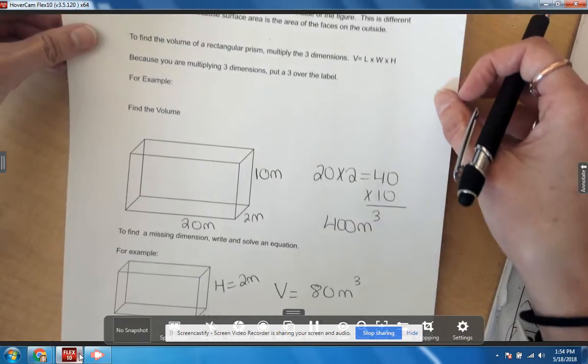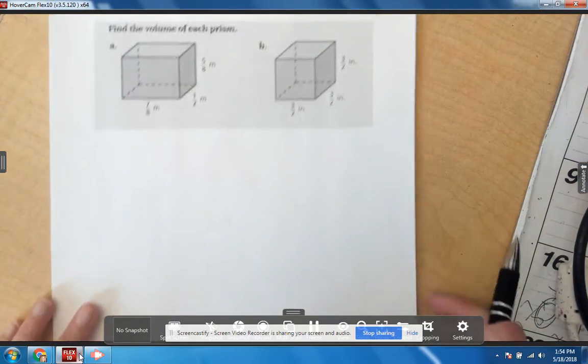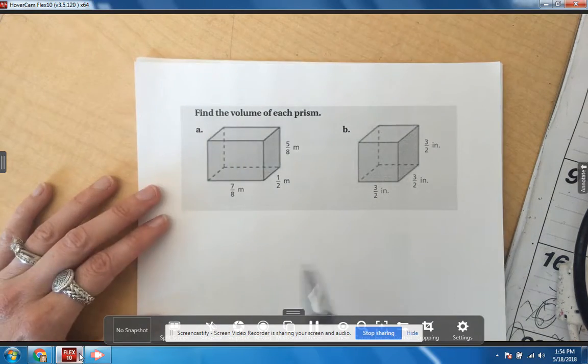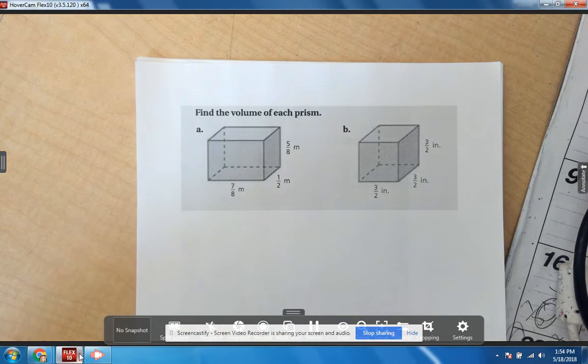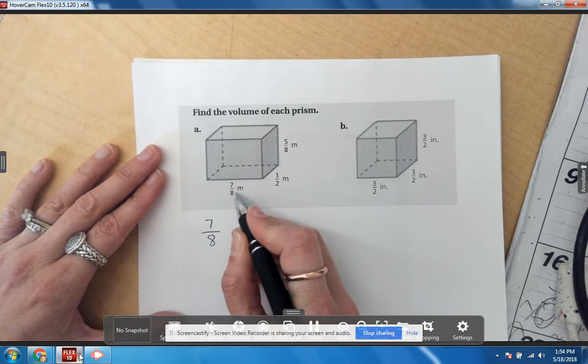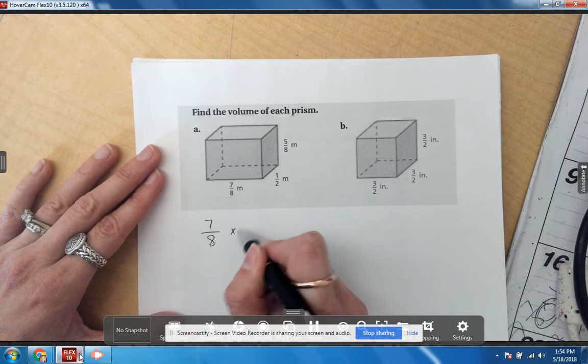Okay, so I'm going to have you flip over your notes. We'll try some examples. I'm going to do the first one. I want you to try the second one. So the first one you can just watch. We're finding the volume, which is length times width times height. So you could start by multiplying whichever two you want. I'm just going to do 7/8 times 1/2.